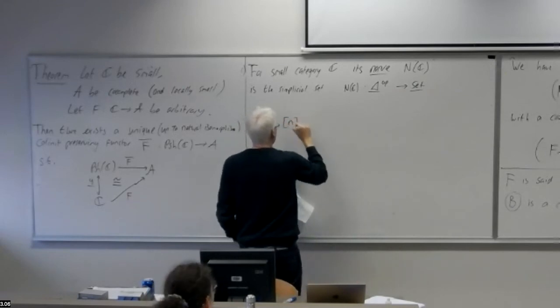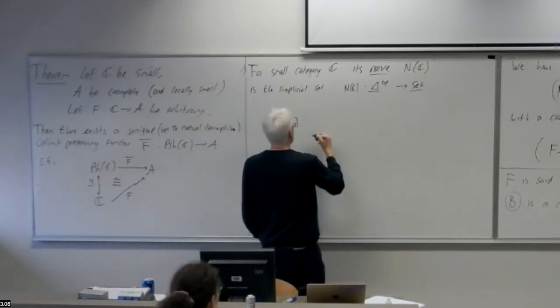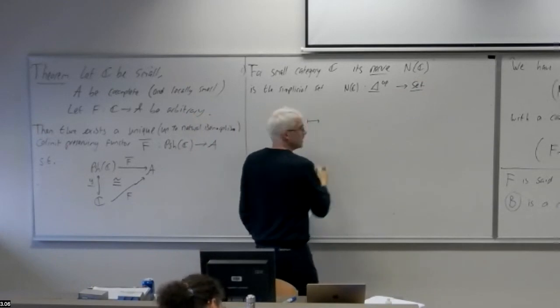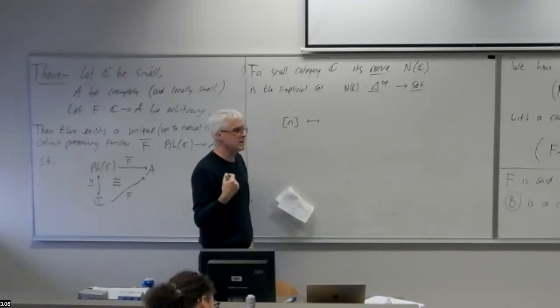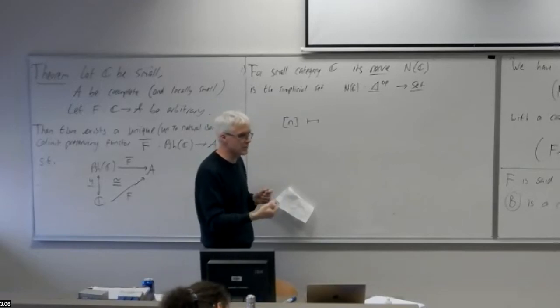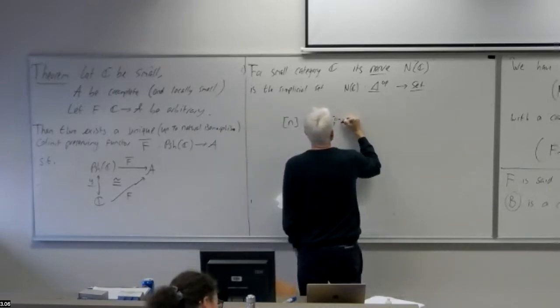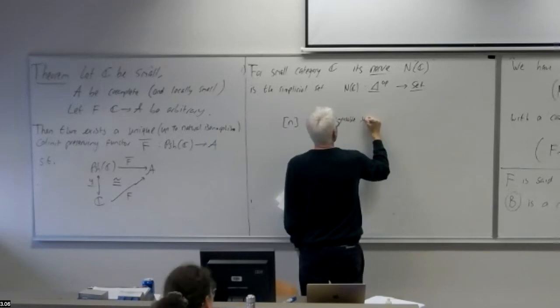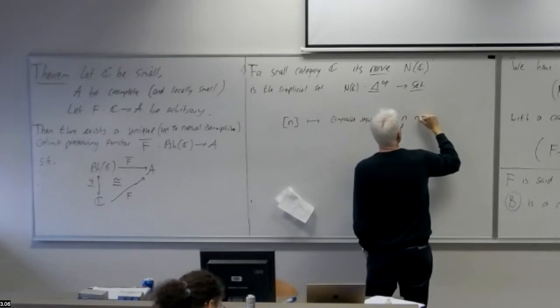So we map the n+1 element set, the numbers from 0 to n, to composable sequences of morphisms in C of length n. So there are n morphisms, which needs n+1 objects between them. So it's composable sequences of n morphisms in C.